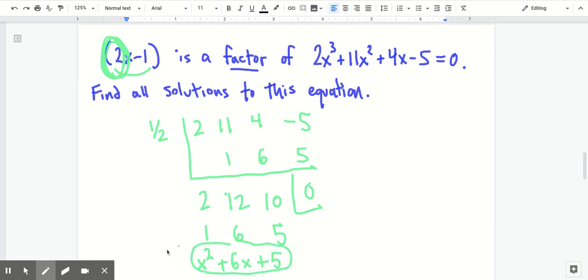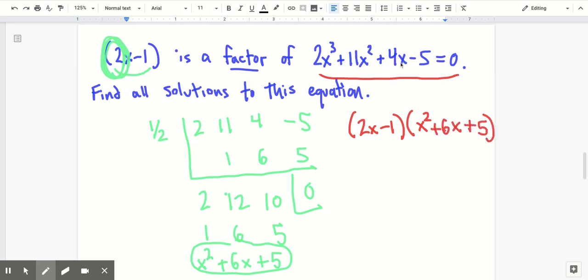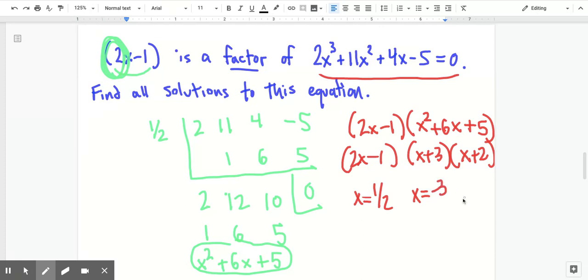What that tells us is that our original problem, this red guy right here, is going to factor into the thing we divided by times the answer we got from division. If you were to FOIL these, they would get you back to this blue problem. So now I just need to solve these and get my answers. If you do magic numbers on the right quadratic, you'll get those two parentheses. So then it's easy to solve. You're going to get 1/2, you're going to get -3, and you're going to get -2. So I got all three solutions to my x to the third problem.